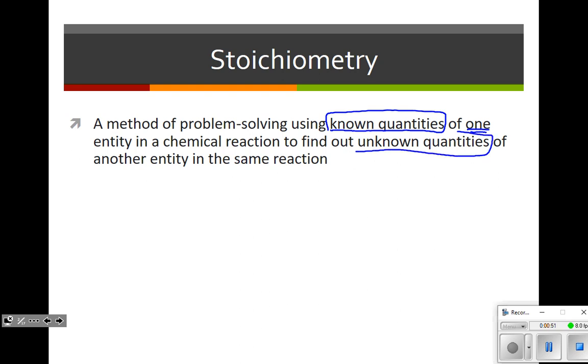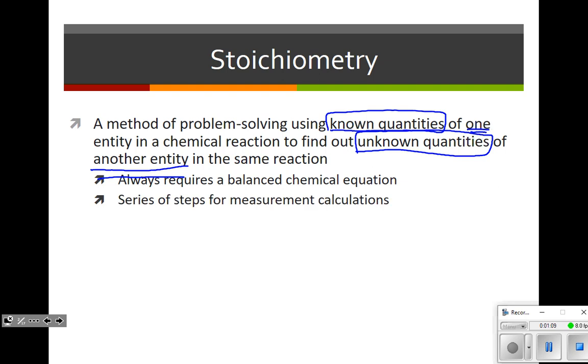Now, here's the difference: we're not just going from one substance to the same substance. We're going from one substance, it could be in the reactants, to find a totally different substance. And remember, we use the molar ratio to find that. It always requires a balanced equation. There's always a series of steps to go from moles to the molar ratio back to whatever we're looking for.